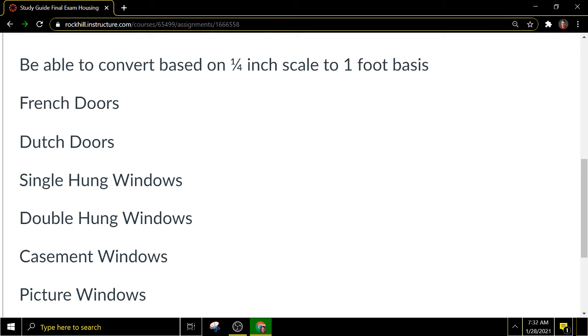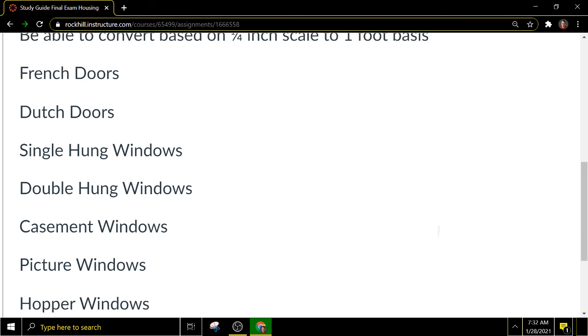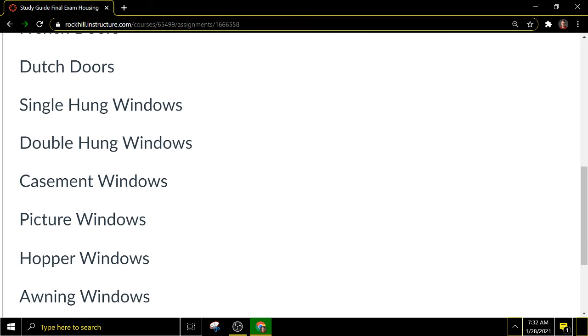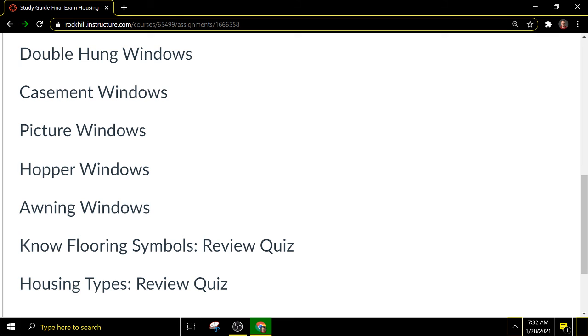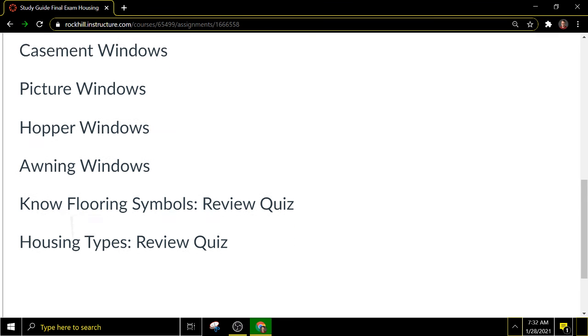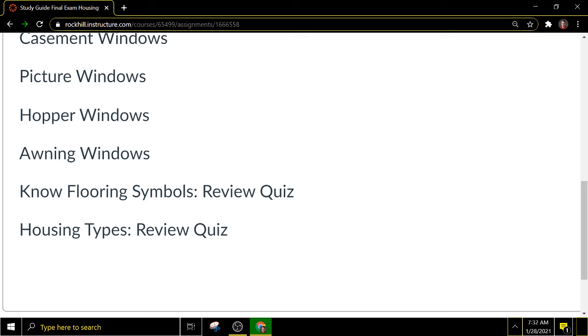Then you have single hung windows, which obviously the sash moves up and down, and just one of the panes can actually move. Then you have double hung windows where the sashes move up and down and both panes can move. You have casement windows, which are hinged on the sides of the windows and they swing open, kind of like French doors do. Then you have your picture windows. They don't swing at all. They're just stuck there, kind of like the windows in the classroom.